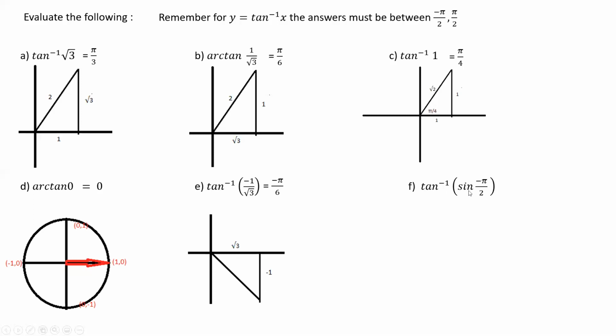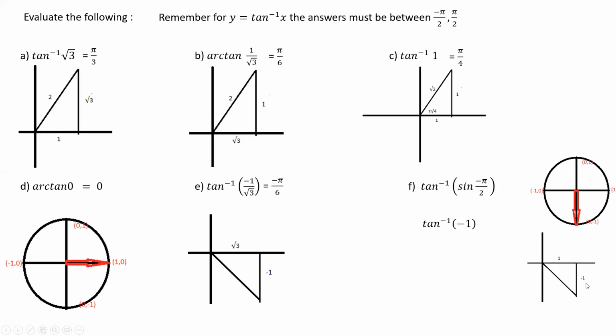The inverse tangent of the sine, don't even think about it. You're going to have to work that out. We cannot just cancel those out. Sine of minus pi over 2. We'll draw the angle of minus pi over 2. Sine is y over r. So that gives us a value of negative 1. The angle whose tangent is negative 1. Tangent y over x. And that angle is minus pi over 4.